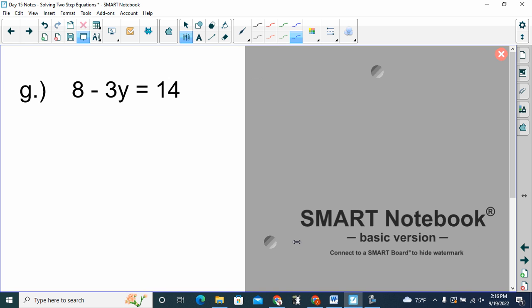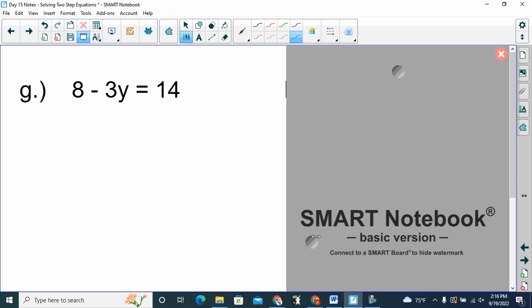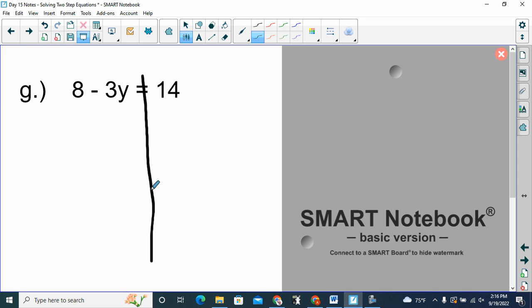Two more and then one problem that's a little bit different. Part G, 8 minus 3y equals 14. Did a similar problem a little bit ago. Remember, even though the y comes second here, this is negative 3 times y and then plus 8. So we need to undo that plus 8.